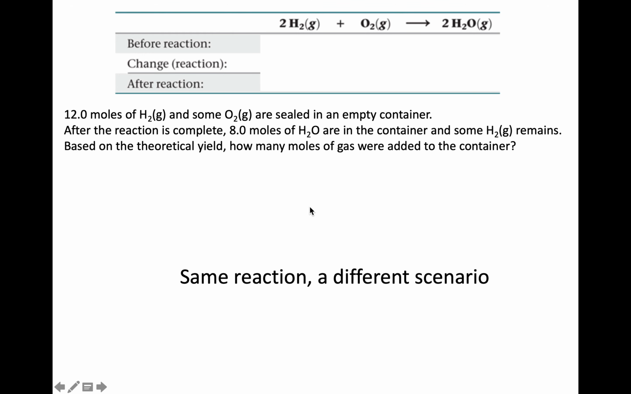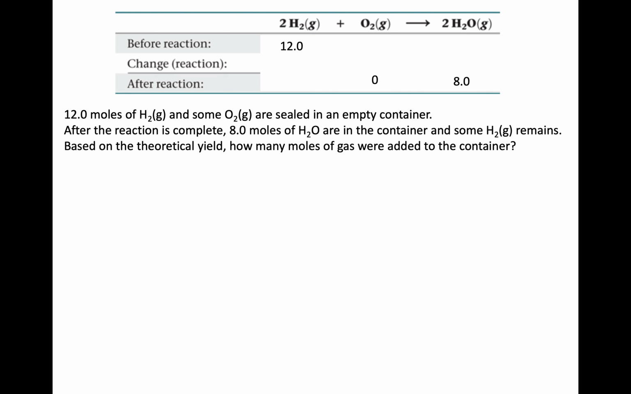Here's the same reaction but a different scenario. 12 moles of hydrogen gas and some oxygen gas are sealed up in what had been an empty container. After the reaction is complete, 8 moles of H2O are in the container and some hydrogen gas remains. Based on the theoretical yield, how many moles of gas were added to the container?